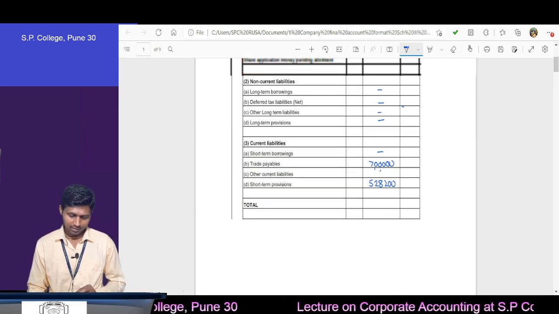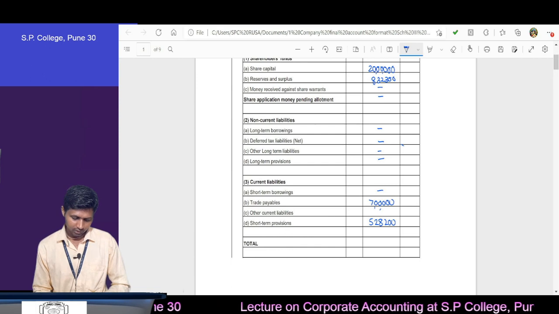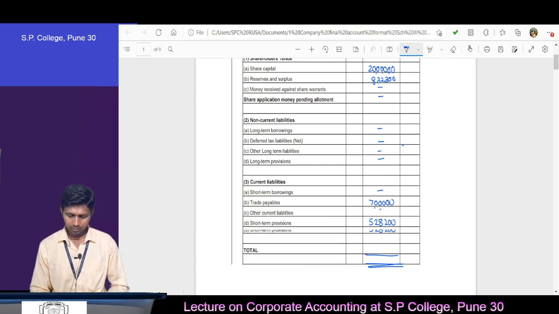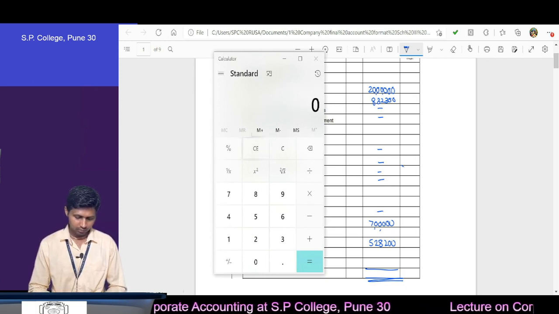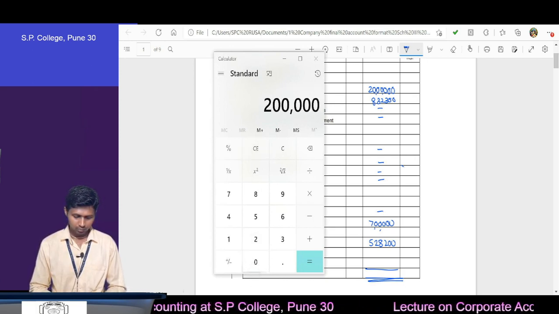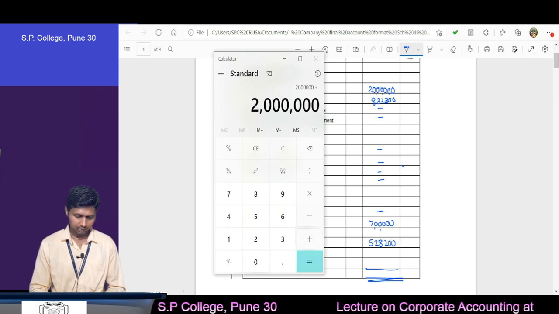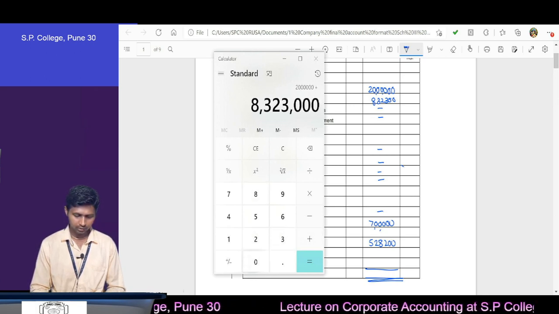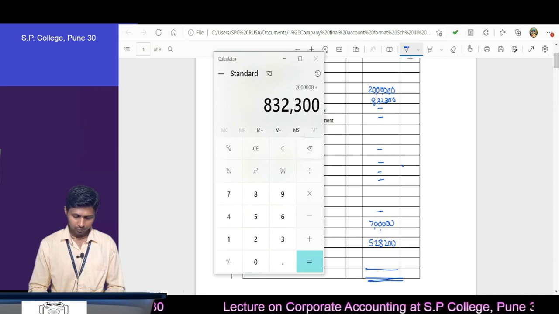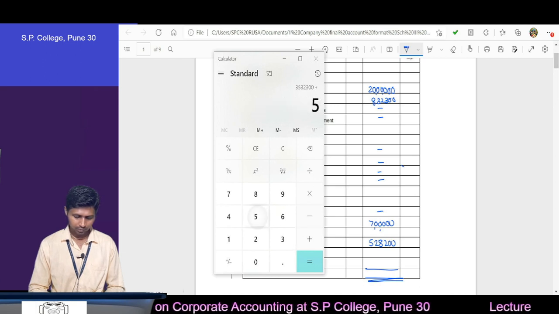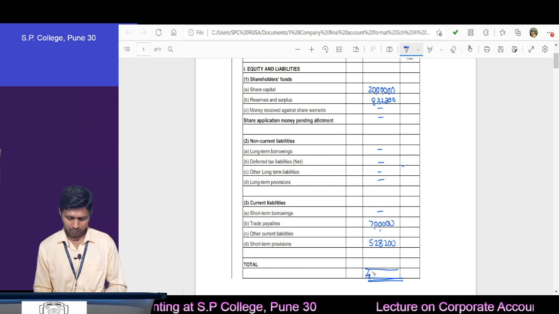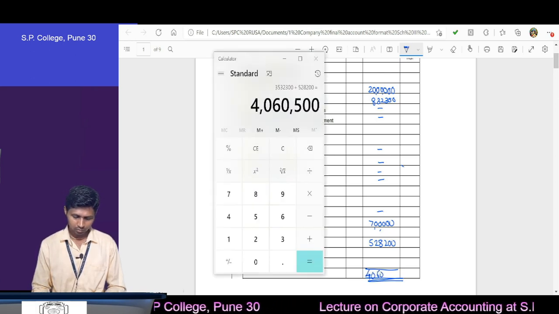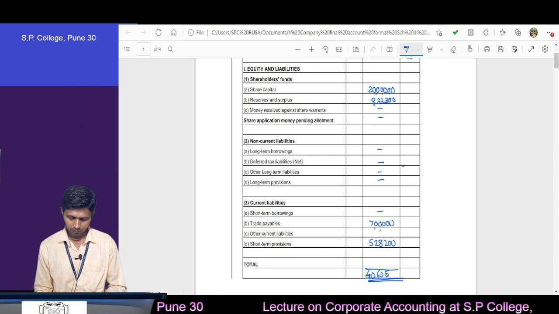Now final. Okay, now just take the totals, the liability side total that will match with the asset total. Now just check. 20 lakhs plus 8,32,300 plus 7 lakhs plus 5,28,200. We get 40 lakhs 60,500.